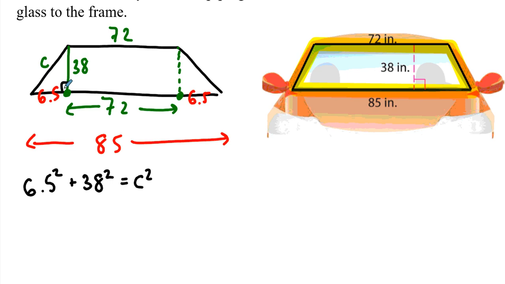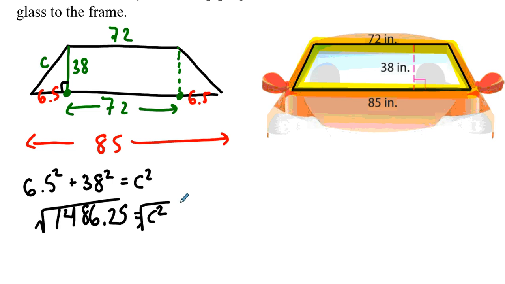6.5 squared plus 38 squared is 1486.25. Then I take the square root, and I would have two answers, but because this is a real application, I only take the positive, 38.55. My units are inches, but I need to do the whole entire perimeter anyway, so C is 38.55.